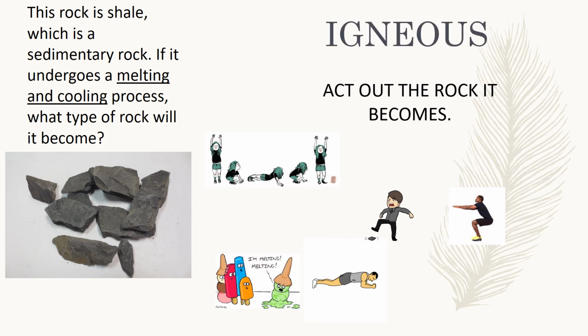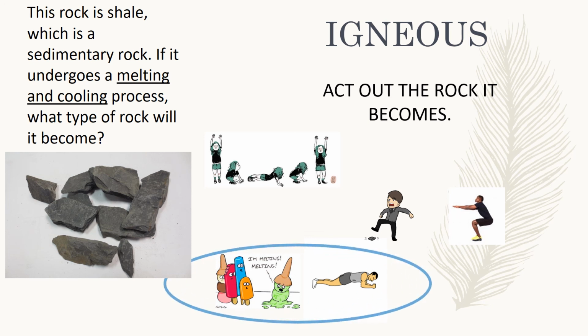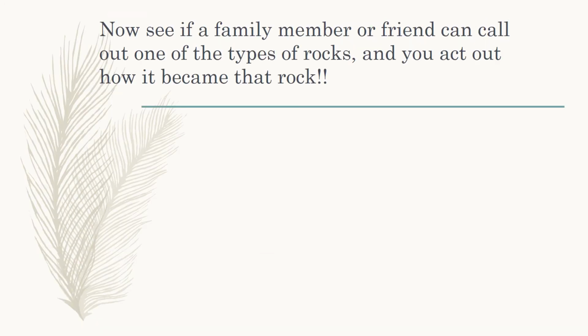Melting and cooling processes lead to igneous rocks, so you should have melted and held a plank. Now, if you have time, let's see if a family member or a friend can call out one of the 3 types of rocks and you act out how it became that rock.